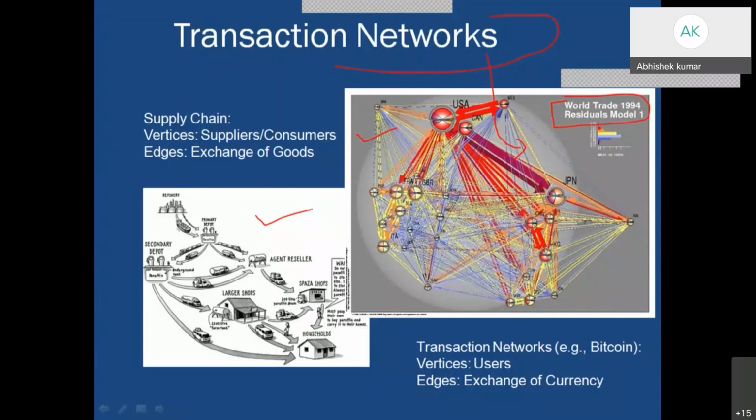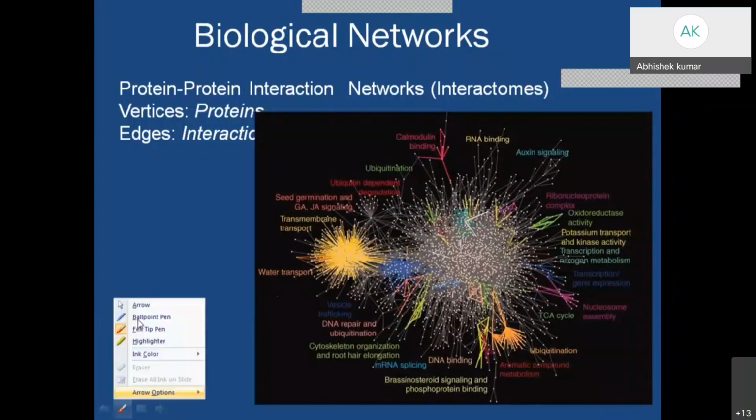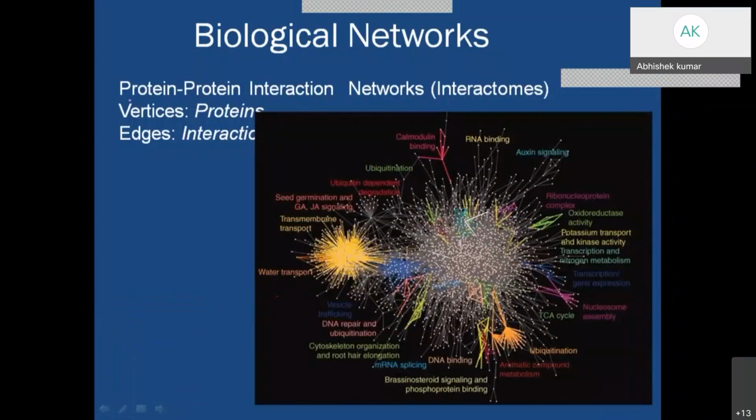Fine. So once transaction networks, communication, and social network have been done, then we will move to the healthcare part. For now, biological network. So protein to protein interaction network. Vertices are proteins, edges are interactions. Let me clear it with this. Fine. So edges are interactions.